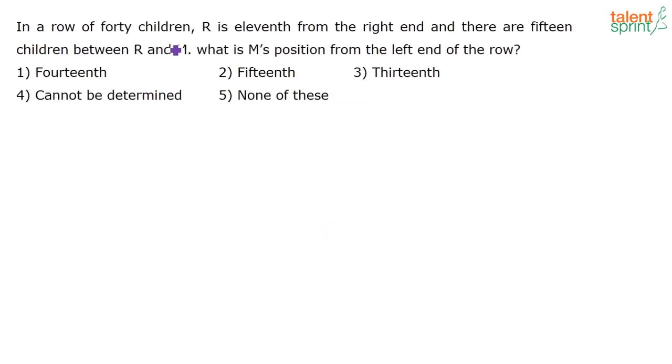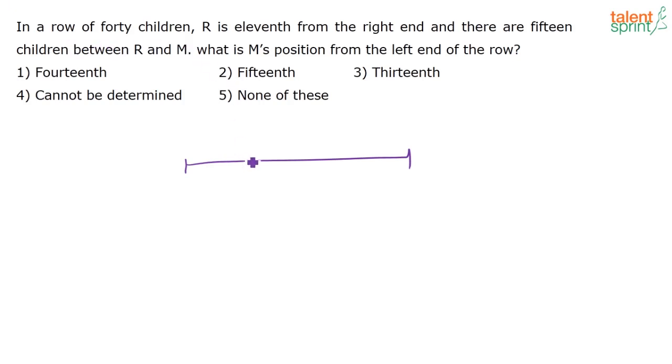In a row of 40 children, R is 11th from the right end and there are 15 children between R and M. What is M's position from the left end of the row? So in a row of 40 children, what is the information that is given? A lot of you have given the answer for this question, so let me solve it.